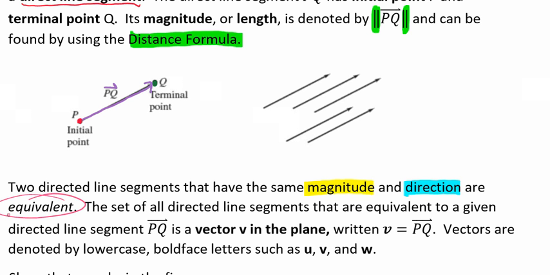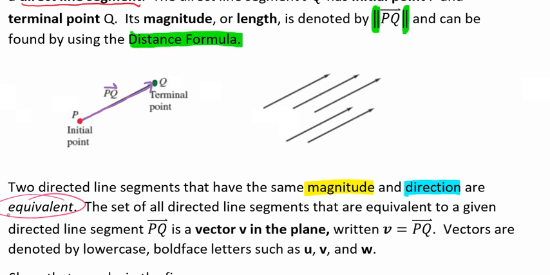Okay. So now the set of all directed line segments that are equivalent to a given directed line segment, vector PQ, is a vector v in the plane. And we write it as v equals vector PQ. And vectors are denoted by lowercase, boldfaced letters such as u, v, and w.